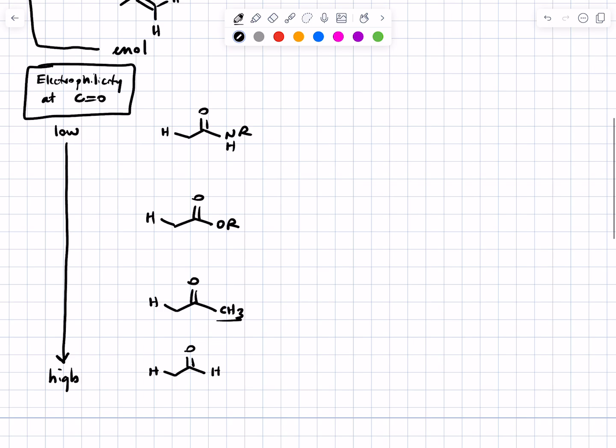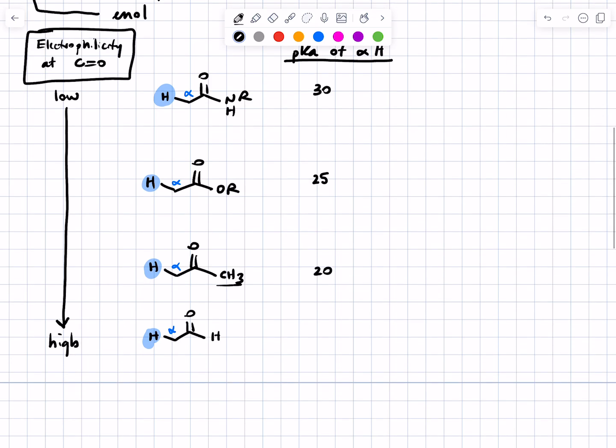Now let's look at the pKa of the alpha proton. And these aren't numbers to memorize, and you won't need to memorize them. You'll just need to know relative stabilities, and you will see that relative acidities of these alpha protons track with what we'd expect based on how electron poor the carbonyl carbon is. For the amide, the pKa is 30. For the ester, it's around 25. For the ketone, it's 20, and for the aldehyde, it's 17.